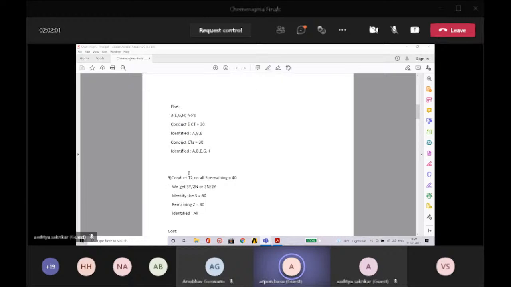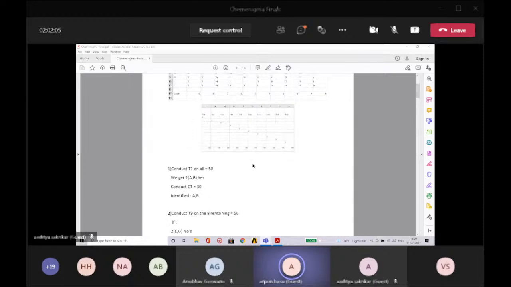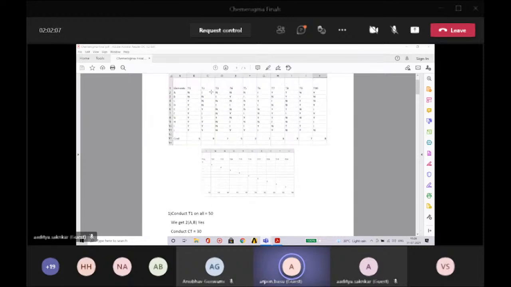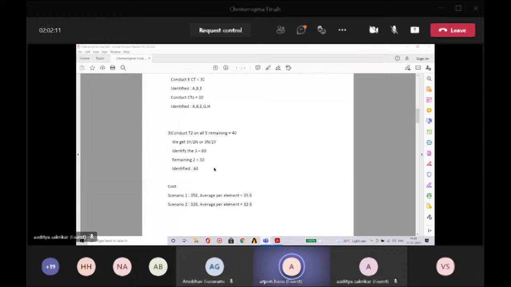Now if we conduct T2 on all the remaining, it is a similar procedure. I will not explain that again. You will see that at a cost of around 130, we can identify all 5 elements, correct? So we went a step further and actually calculated the cost.